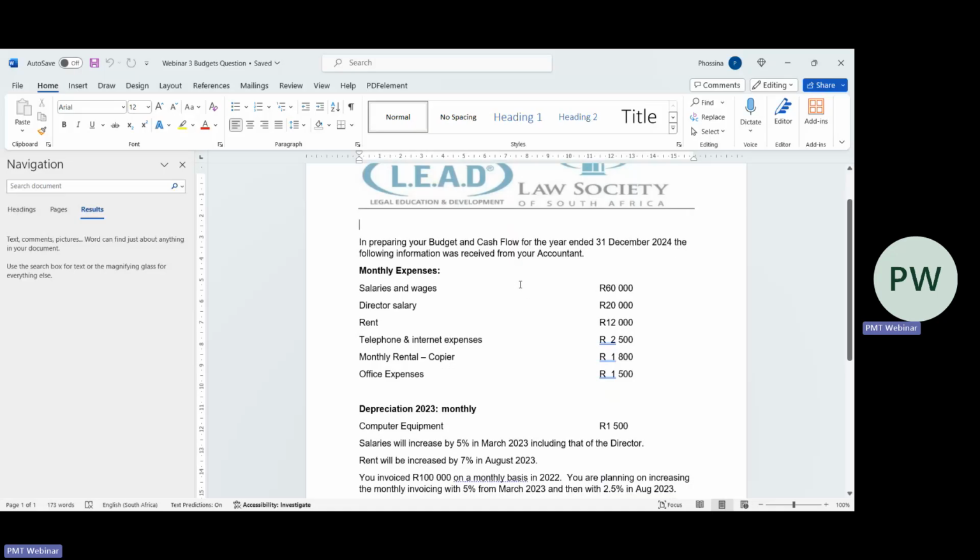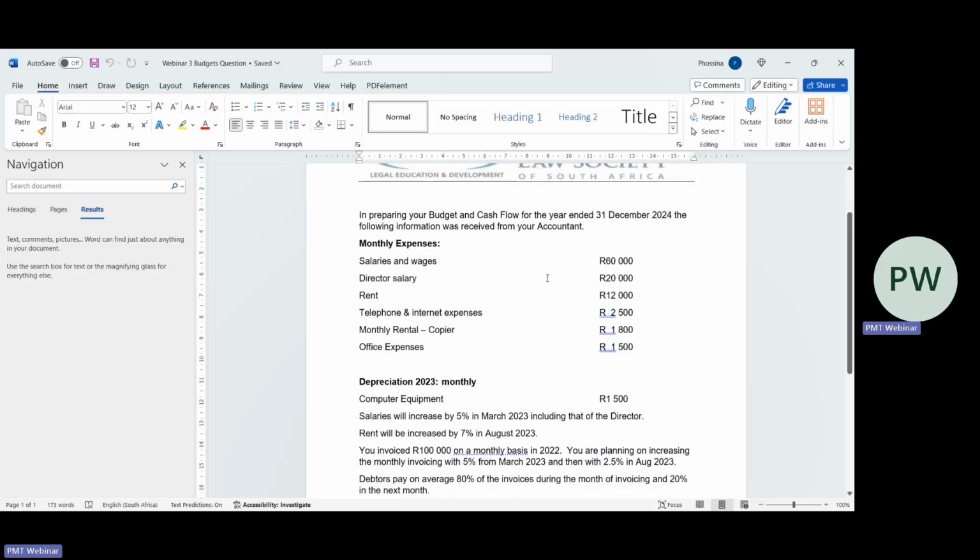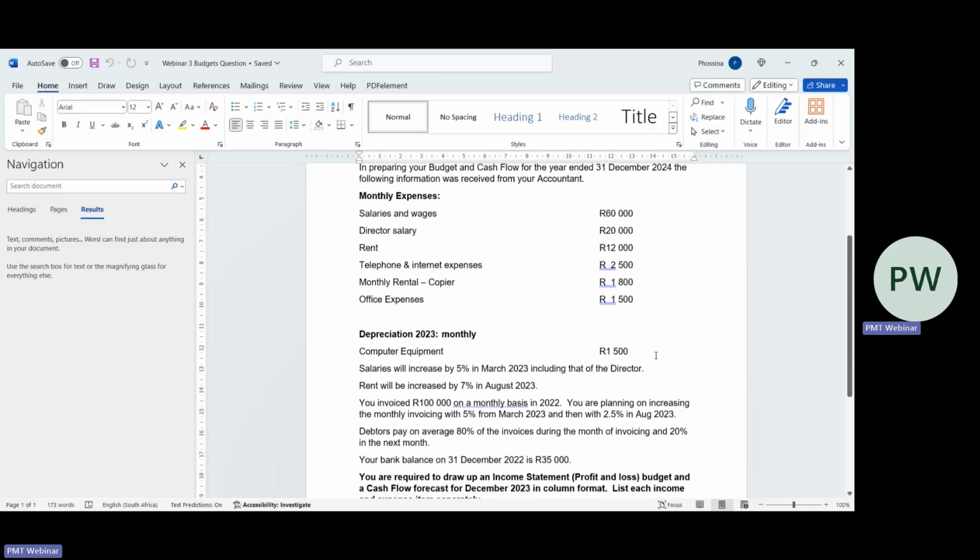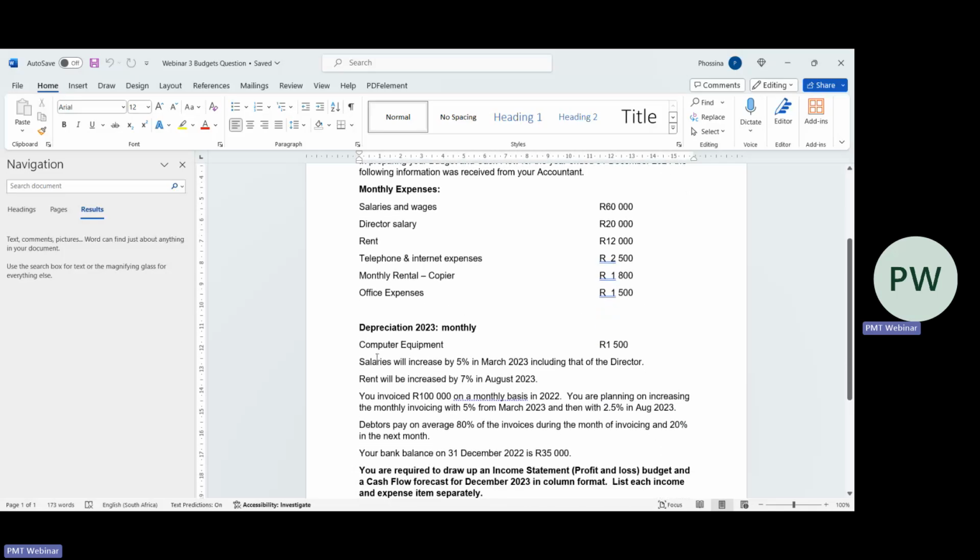The following information was received from your accountant. Monthly expenses: current salaries are sitting at 60,000. Director's salary is 20,000. Rent is 12,000. Telephone and internet, 2,500. Monthly rental of copier, 1,800. Office expenses, 1,500. And then we are told we've got depreciation on a monthly basis for computer equipment only, which we are depreciating at 1,500.